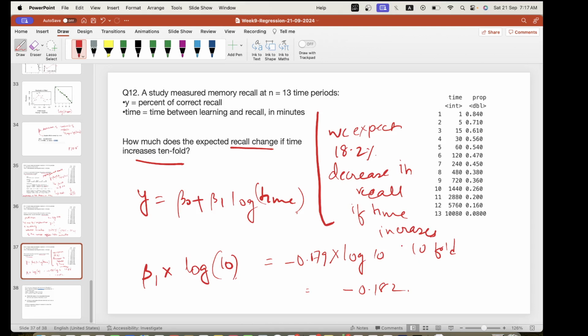So from here, what we see is that as time is increasing, the proportion of recall is decreasing. This is something which we would expect. All right, so this was just to give an intuition of how to assess intuitively whether you are moving in the correct direction or not.